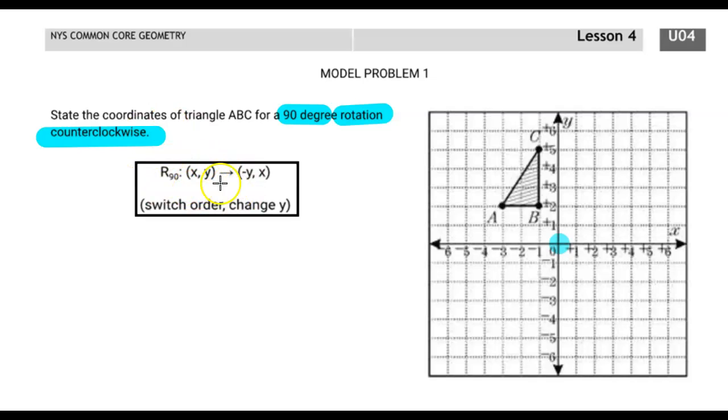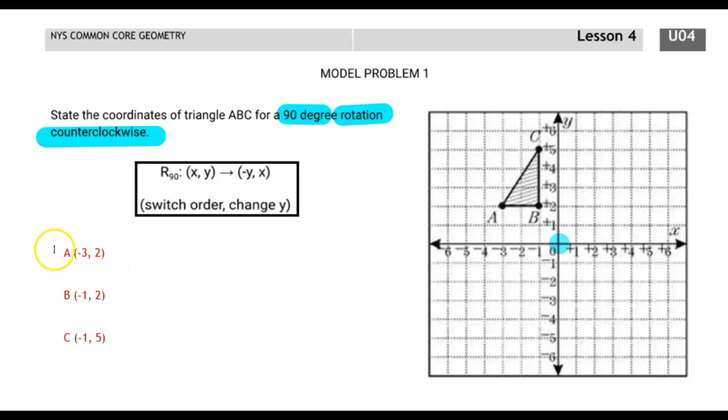All right, first and foremost, let's remember that rule. X comma y becomes negative y comma x, which means we're going to be able to change all of the points into negative y comma x. In other words, we're going to change the y sign and switch the order of the two numbers, which means we're going to need some ordered pairs for A, B, and C. So the first step is to identify the ordered pairs for A, B, and C. That's coming up right now.